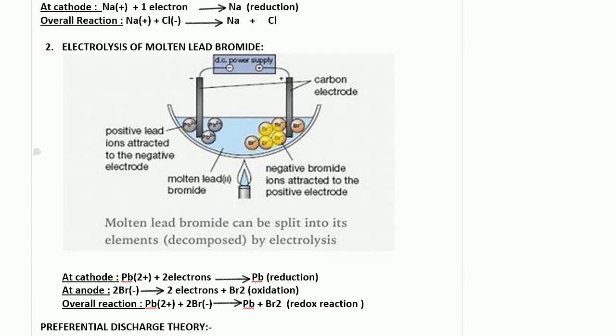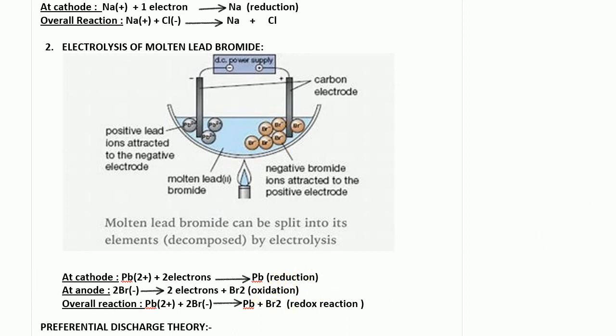So 2Br- will release two electrons, one each, and the electrons lost by 2Br- will be taken by one Pb2+. The overall reaction will be 1 Pb2+ + 2 Br- giving rise to Pb + Br2, and the whole process is a redox reaction because there is a reduction taking place as well as an oxidation taking place.